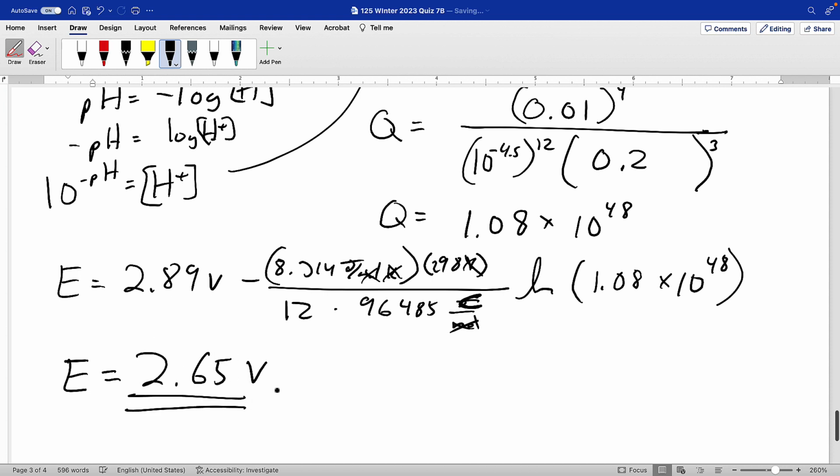So the actual potential is quite a bit less than the standard potential. If we look at the ratio of products to reactants, we have very low numbers over here, especially for the hydrogen ion. So the ratio of products to reactants is too high. That pushes the reaction backward.